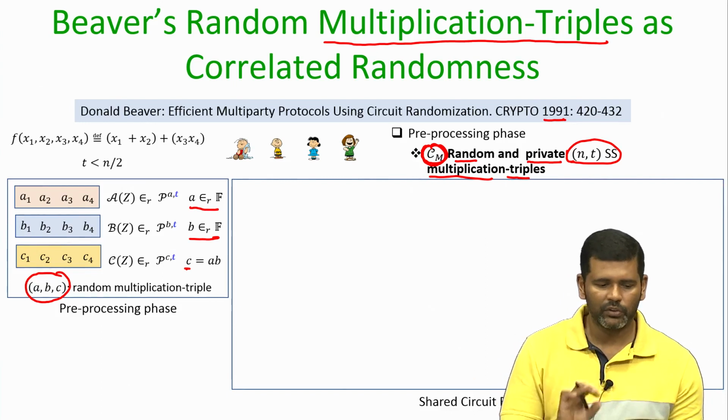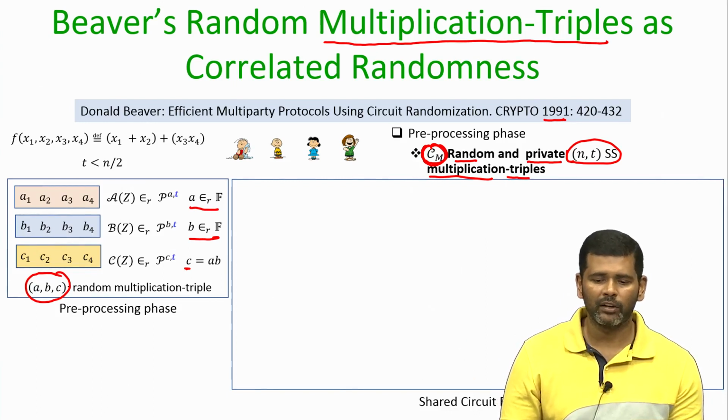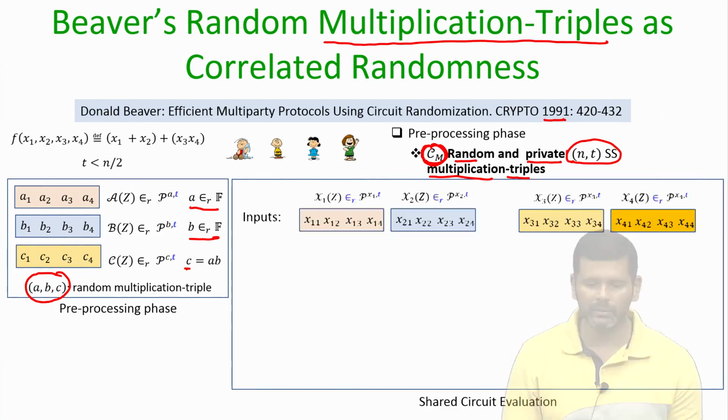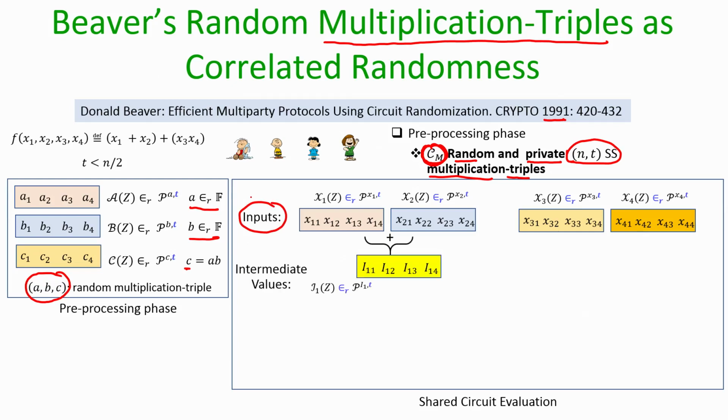Now, assuming such pre-processing has already been done, here is how the actual shared circuit evaluation will be performed. Inputs of the function will be secret shared as usual. The linear gate will be evaluated locally by the parties, just by locally adding their respective shares of the inputs of the corresponding linear gate. Now, we have this multiplication gate.